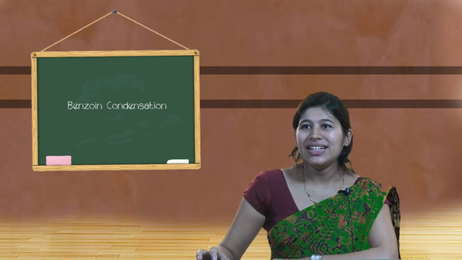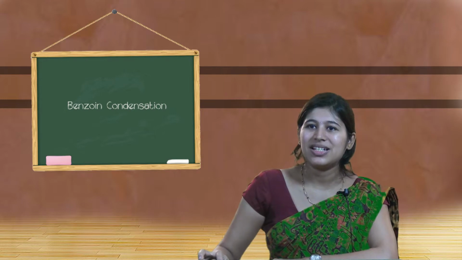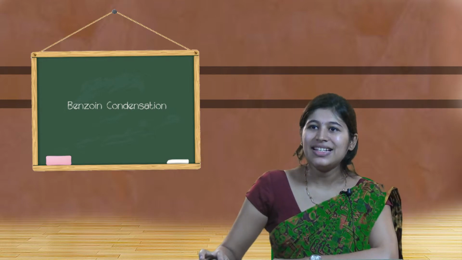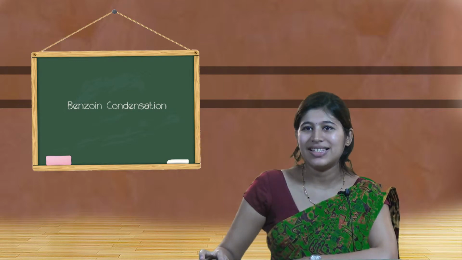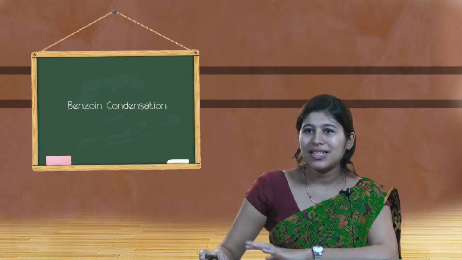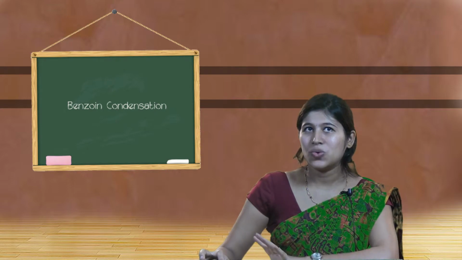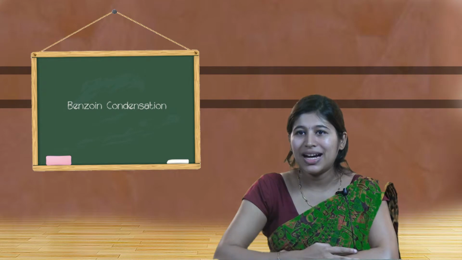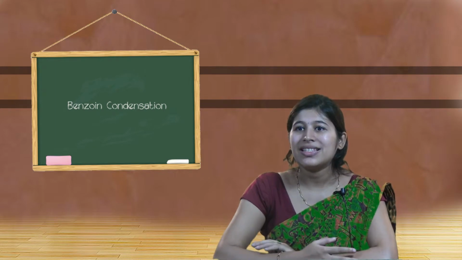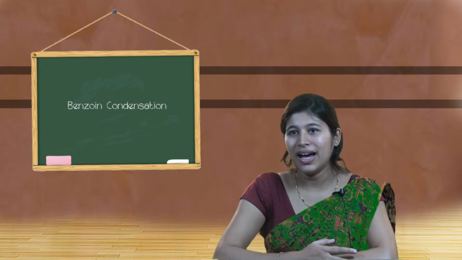Benzoin condensation comes under aldehydes and ketones. You know what the examples for aldehydes and ketones are. This benzoin condensation usually takes place in aromatic aldehydes which lack alpha hydrogen.